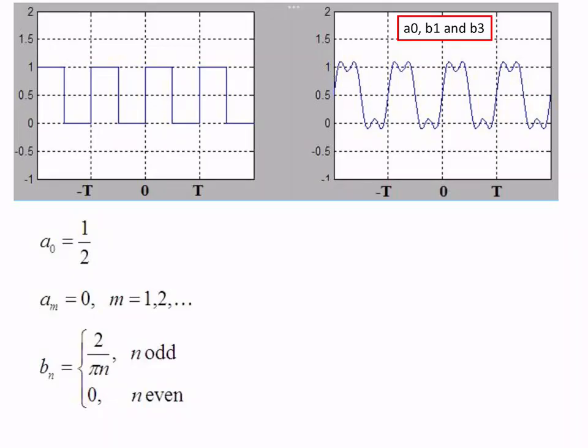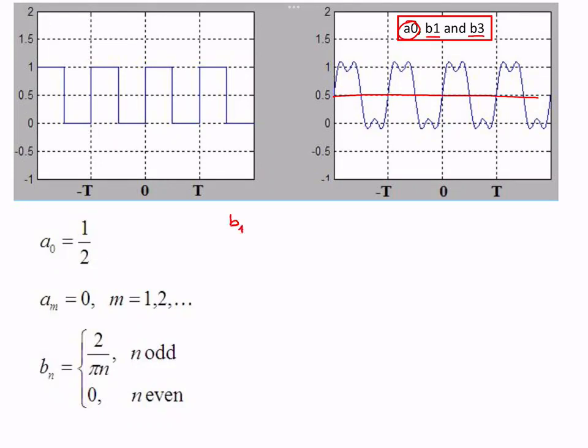Now I'm continuing with the drawings of the Fourier series coefficients and the sine waves. You see here I have a DC amount, and I'm adding the first sine component and third sine component.